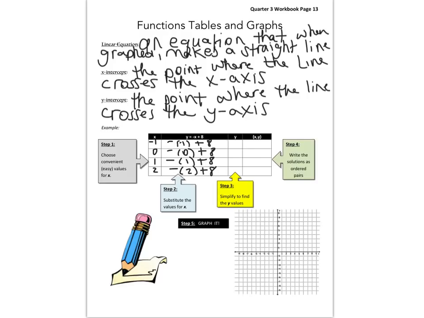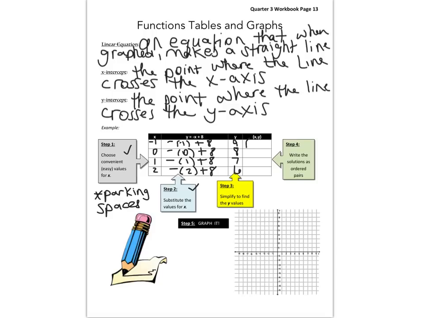So use your calculator. A negative makes a positive. So 1 plus 8 gives me 9. -0, no such thing. So 0 plus 8 is just simply 8. -1 plus 8 gives me 7. And then -2 plus 8 gives me 6. So step 1 was choose the convenient values. Step 2 is to substitute them in. Use those parking spaces. Let's make a note. Parking spaces. Simplify to find your y's, and then we write it as ordered pairs.